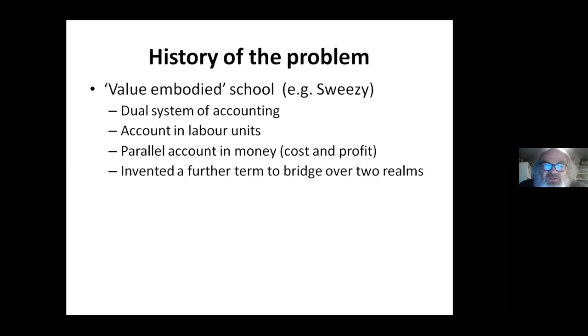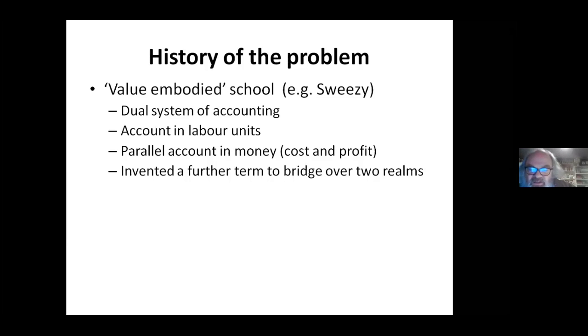Now, what Sweezy and his contemporaries, how they considered the transformation problem was you actually needed two systems of accounting. You needed, on the one hand, to account for what was going on in terms of labor units, which would be units of time, and on the other hand, needed to account for what was going on at another level, which was in parallel with labor units would need money. So in a kind of sense, you had two solutions to one problem.